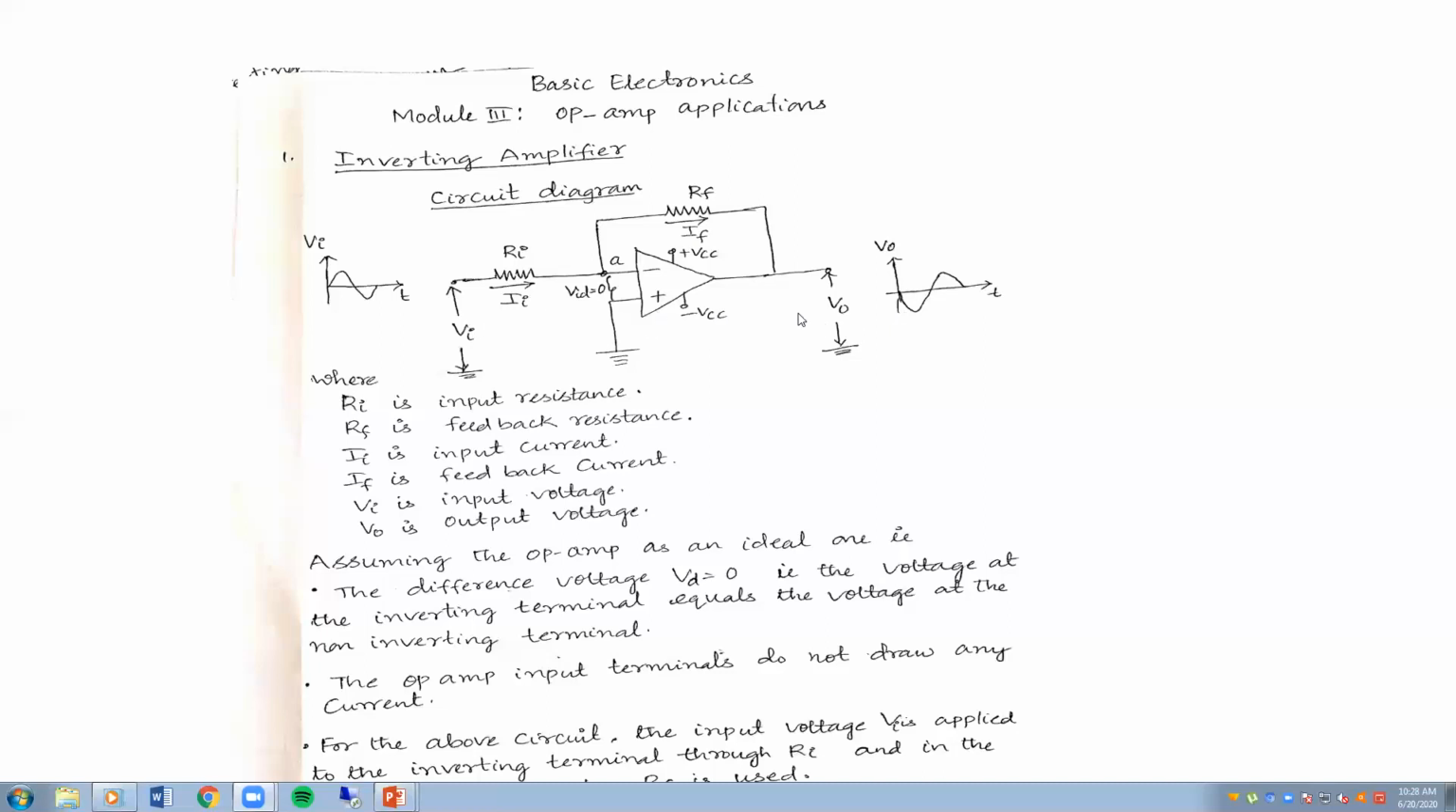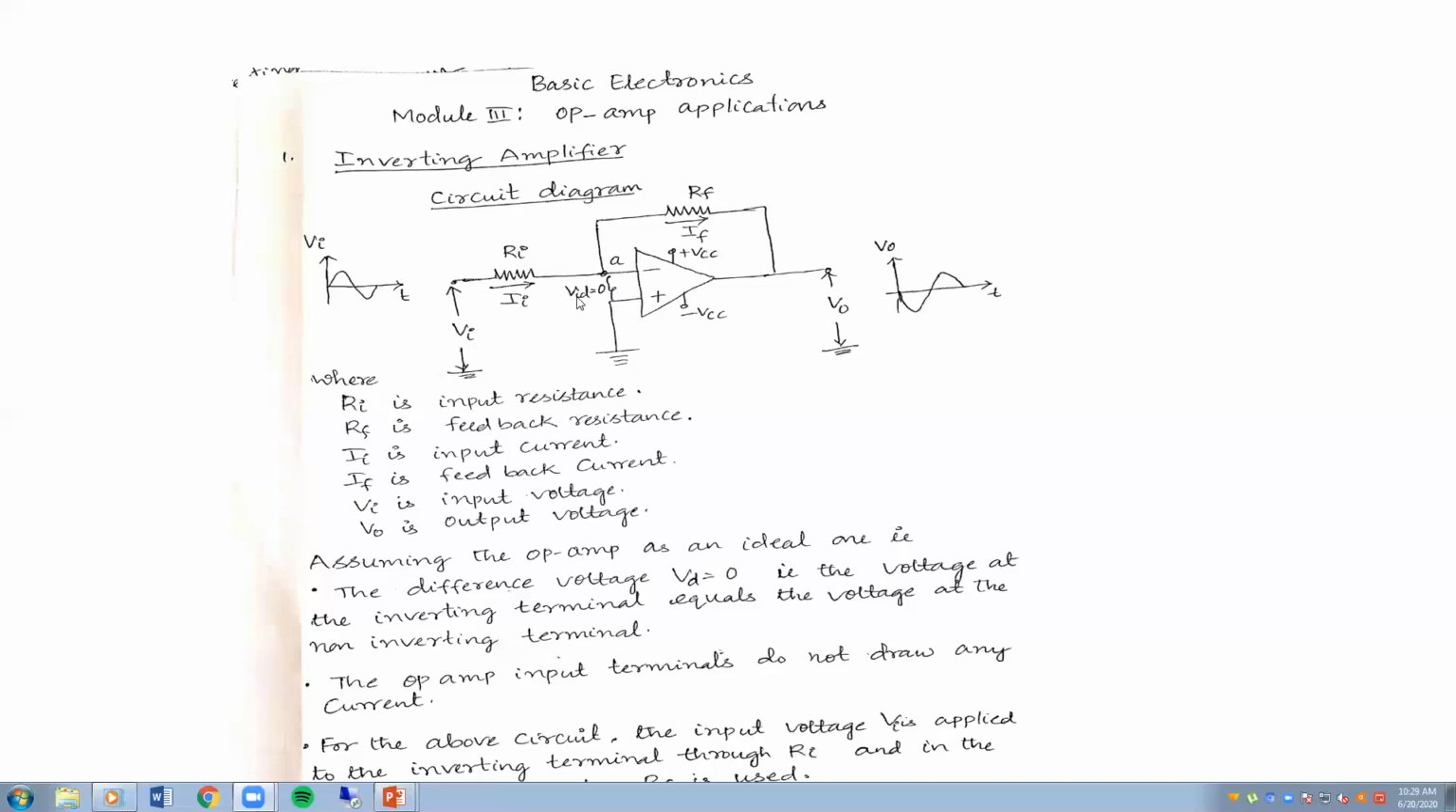Now we shall see how to derive the expression for the output voltage and the gain with feedback, that is AVF equals V0 by Vi. In order to derive the output voltage expression and the gain expression, we assume that the op-amp is an ideal one. That is, the difference voltage Vd equals 0. That is, the voltage at the inverting terminal of the op-amp equals the voltage at the non-inverting terminal of the op-amp.